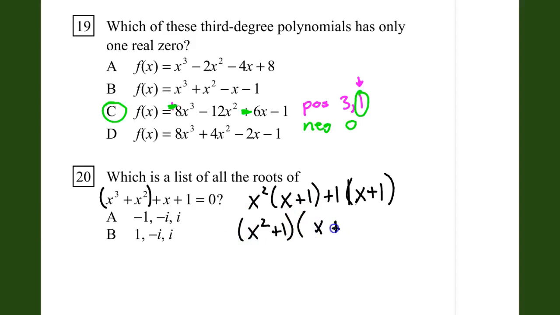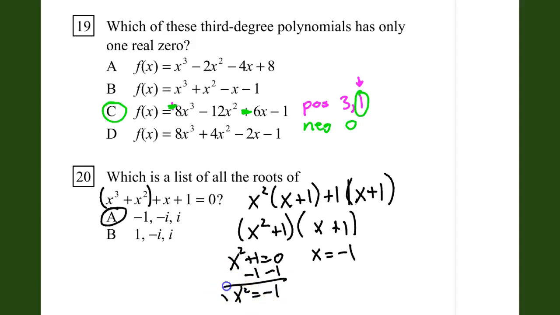So we can see from here that x equals -1 is a root, so since A is the only one with a -1 here, that's probably it. Both of them have negative i and positive i here, and that comes from solving this equal to 0. If you subtract 1 on both sides, you get x squared equals -1, and taking the square root of both sides, the square root of -1, that's how you get the plus or minus i.